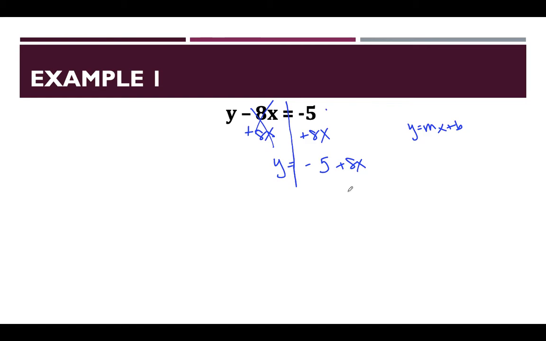Now you could just leave it like that, or if you prefer, you can rewrite it in the order so that the 8x comes first and the negative 5 comes second, but you do not absolutely have to do that. You can just leave it the way that it was. Okay, and that's it for that.